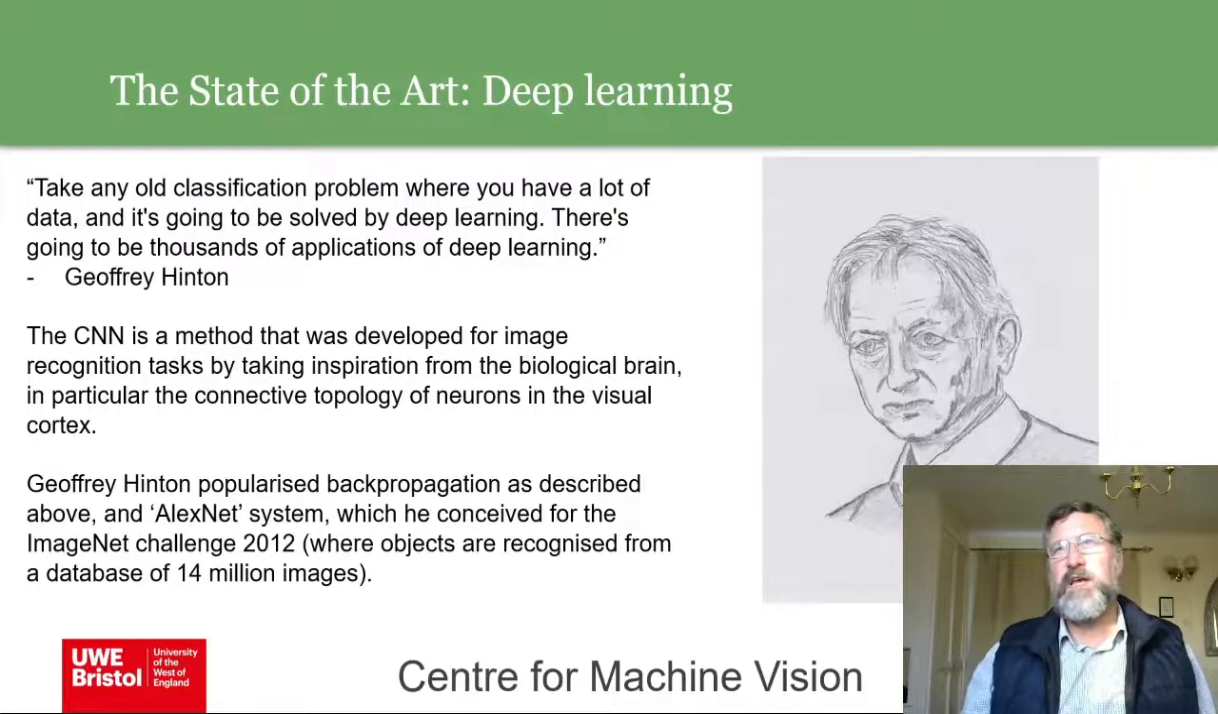Now, I did a sketch of Geoffrey Hinton because he's probably the main man in the history of deep learning and CNNs. And there's a quote from him: take any old classification problem, we have a lot of data, and it's going to be solved by deep learning. That's going to be thousands of applications of deep learning, and I think he's probably right there.